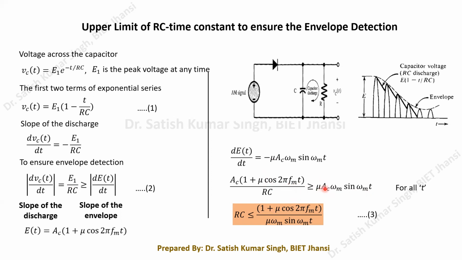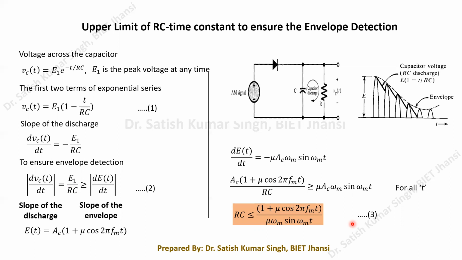After having this equation, we can do a little bit of modification. Ac and Ac will be cancelled out, and then this RC can be cross multiplied, and then we get this expression: RC is less than or equal to (1 + mu cos 2 pi fm t) divided by (mu omega m sin omega m t). This is a very important equation for RC. So you remember this expression. This is very much useful for many numerical problems.